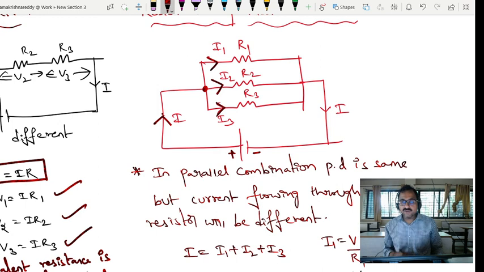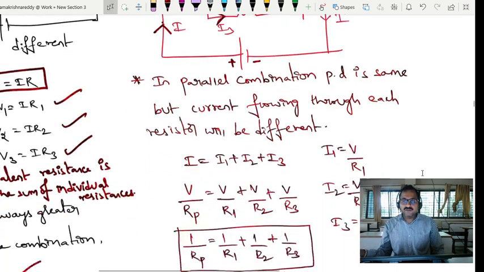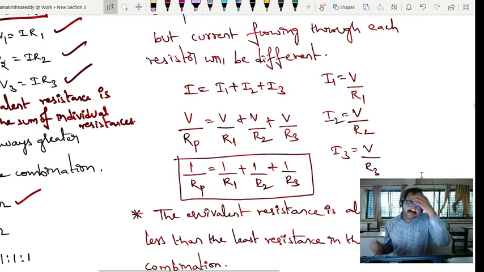Then what is the I1 formula? We know V is equal to IR. So I1 is equal to V by R1, I2 equal to V by R2, I3 equal to V by R3, because the potential difference across each resistor will be the same only. Therefore 1 by Rp is equal to 1 by R1 plus 1 by R2 plus 1 by R3.